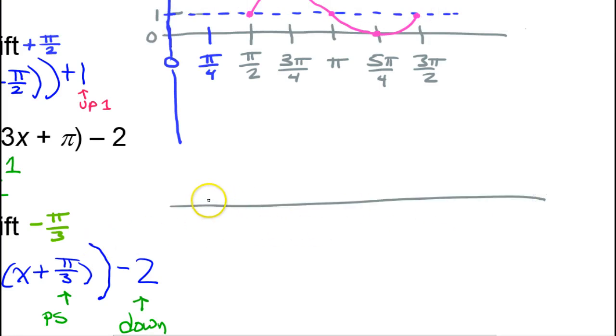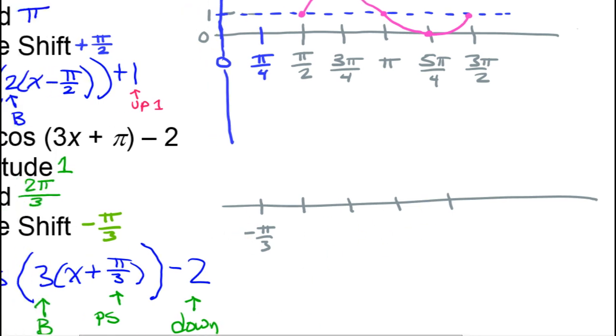All right, so let's say negative pi over 3 will be right here. Always put your first mark at the phase shift, so negative pi over 3. Then put 4 additional marks. So 1, 2, 3, 4. That represents 1 period of this function.